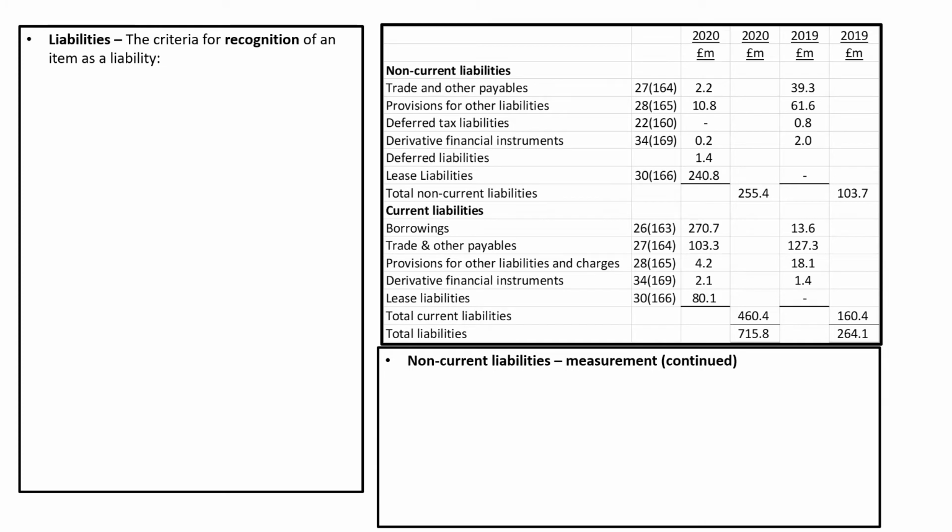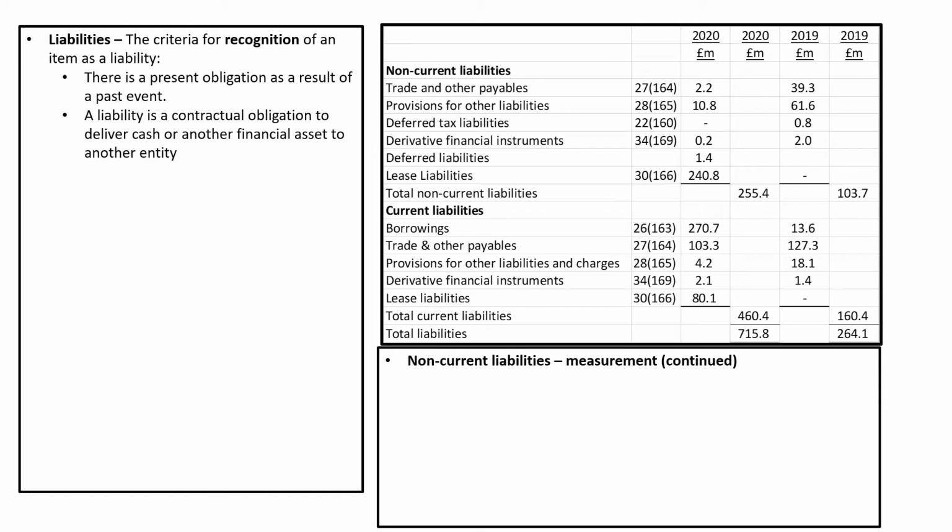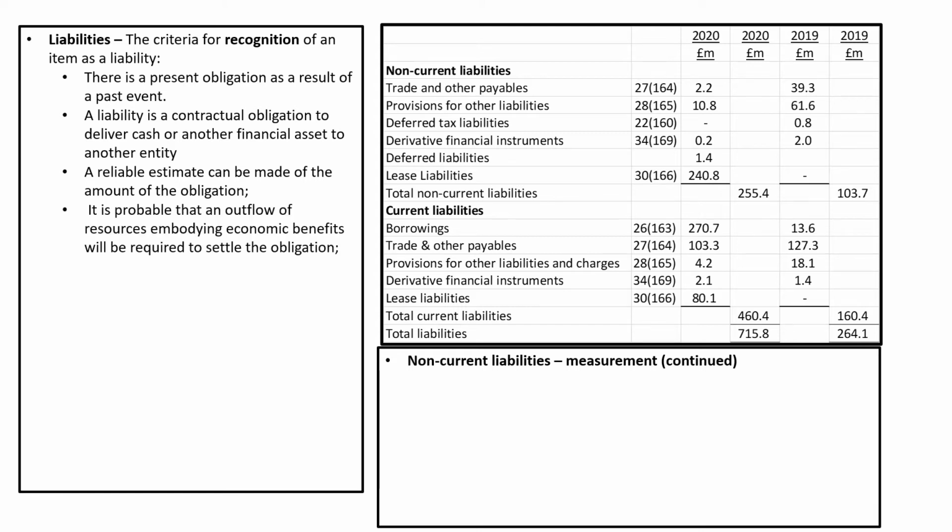Liabilities. The criteria for recognition of an item as a liability: 1. There is a present obligation as a result of a past event. A liability is a contractual obligation to deliver cash or another financial asset to another entity. A reliable estimate can be made of the amount of the obligation, and it is probable that an outflow of resources embodying economic benefits will be required to settle the obligation.